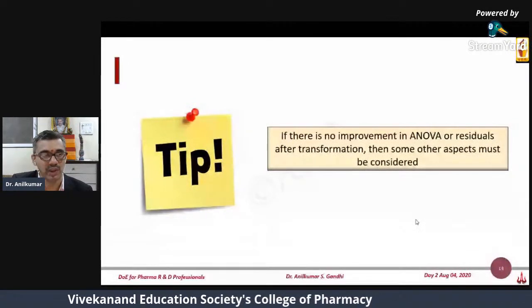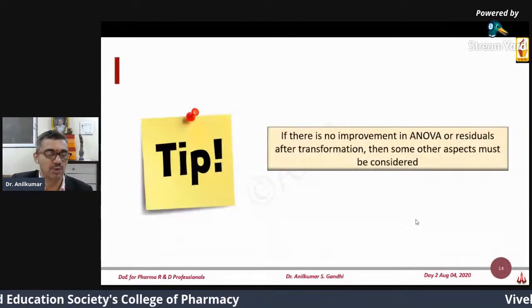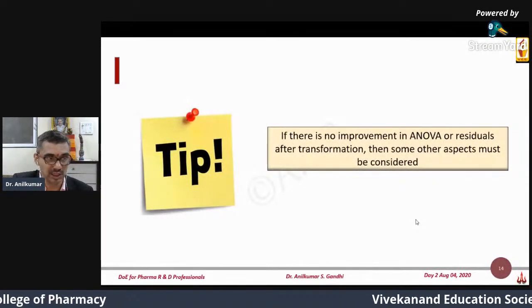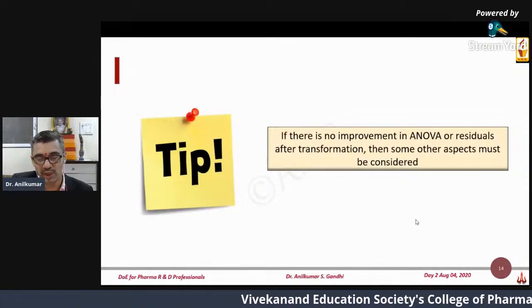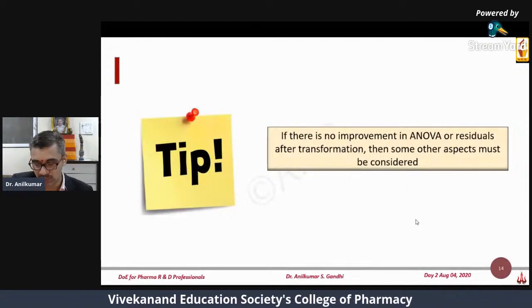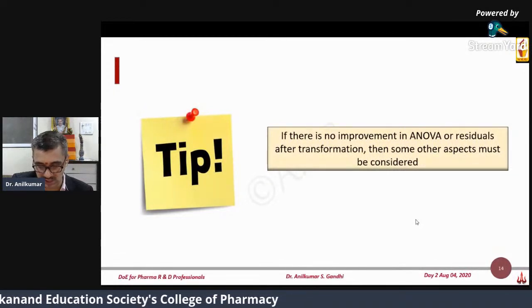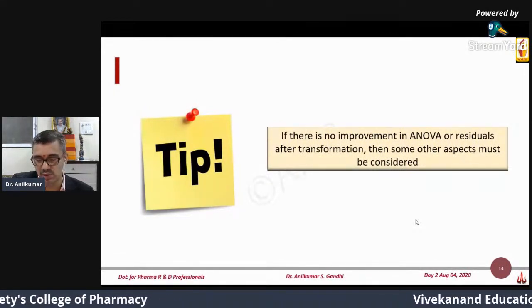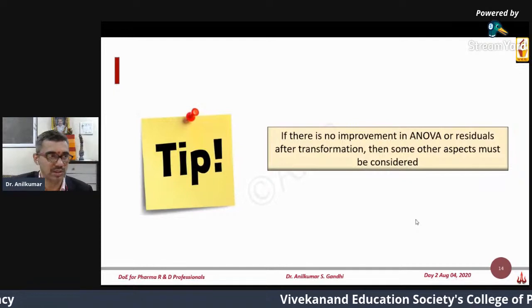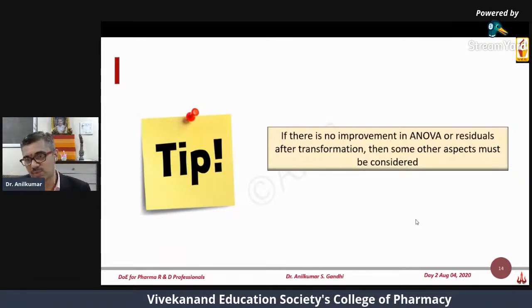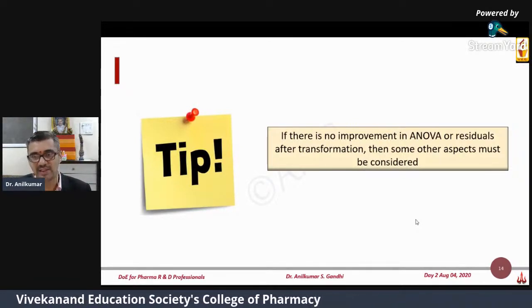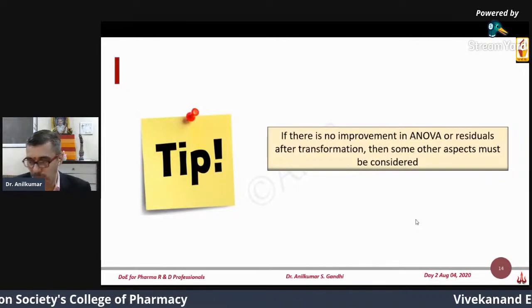You might have to look at the power of the study. You might have to look particularly at the noise. Do you have a significant delta by sigma, what is determined as the noise? Do you have a very high signal to noise ratio? So there are some aspects that must be considered, and then we should move on.